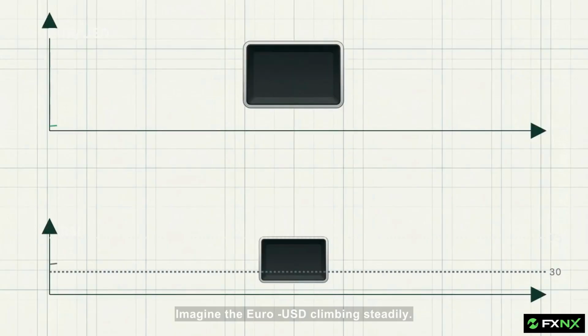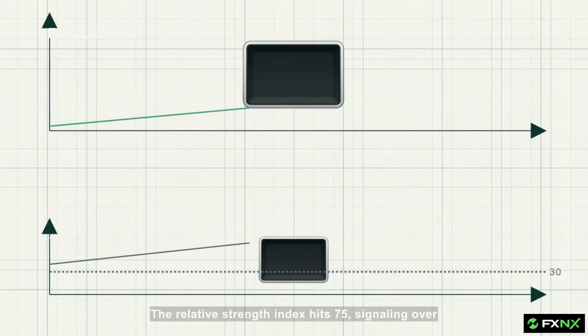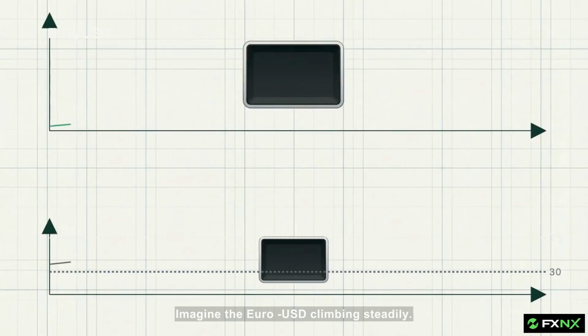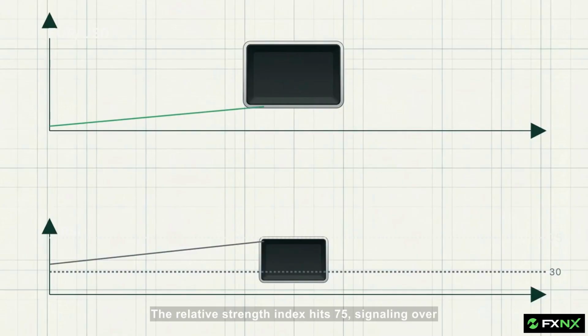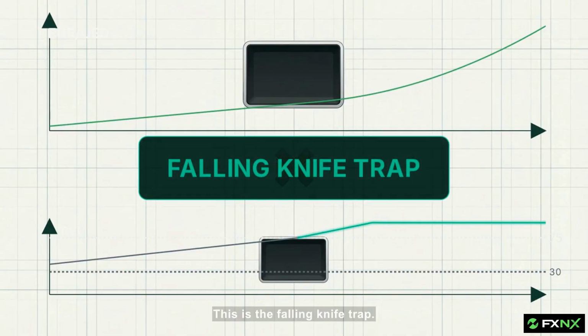Imagine the Euro-USD climbing steadily. The relative strength index hits 75, signaling overbought. Traders immediately hit sell, anticipating a reversal. But the price rockets higher, liquidating shorts while the RSI flatlines at the top. This is the falling knife trap.